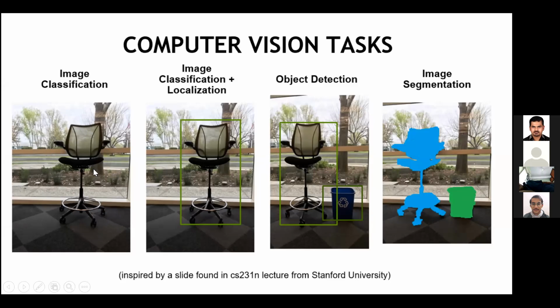Okay, so you get this because you feed so many images of chairs to the neural network, and the neural network learns, and then finally classifies. When you give it a chair, it says, okay, this is a chair. Now your classification is not enough. You also want to locate where the chair is, or draw a bounding box across this image. That is called image classification plus localization.